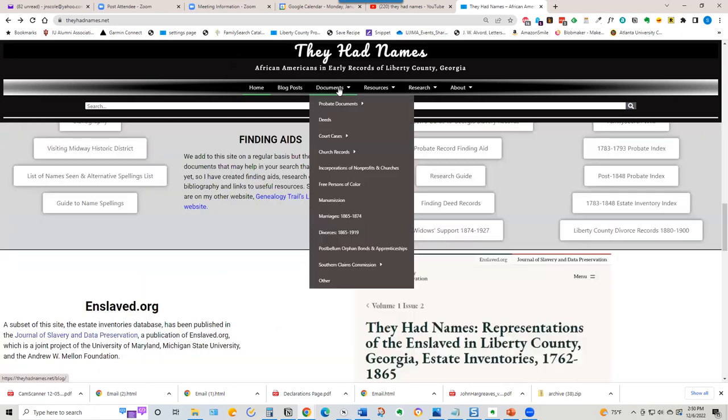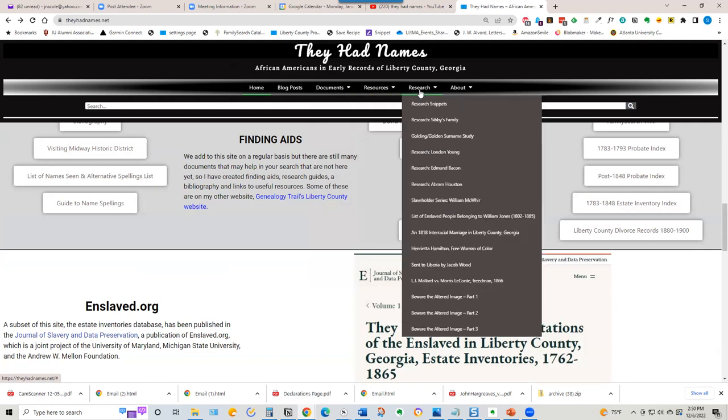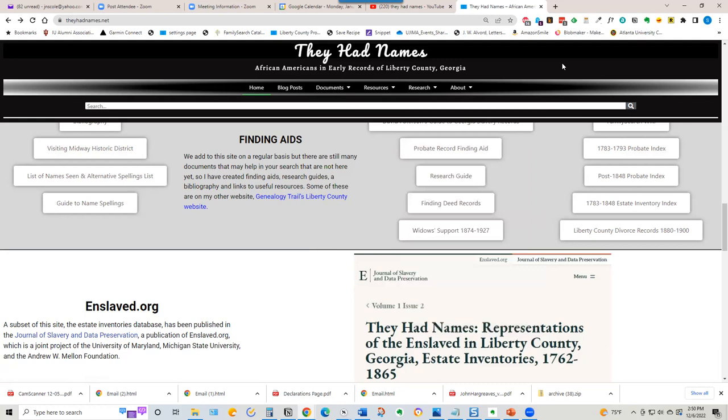And then the documents, just the various kinds of documents that you can browse or you can search, different resources that I've put together. I've been trying to build a list of plantations as I see them, for example, a list of names and alternate spellings, and then research. I started out not wanting to do research, because I really just wanted to put the records online for people to be able to look themselves for their ancestors. But I've just found some threads that have been interesting, and I followed them. And that's pretty much what there is.